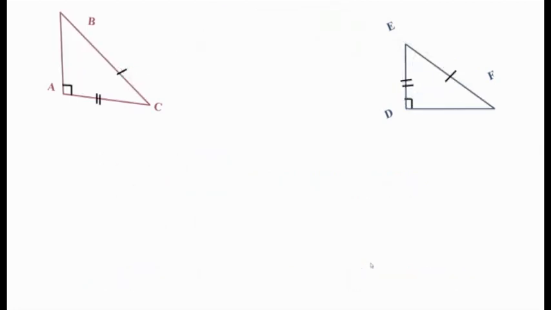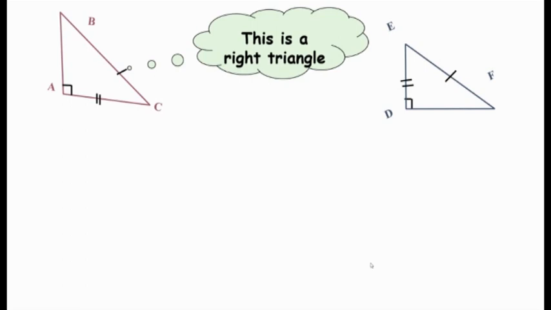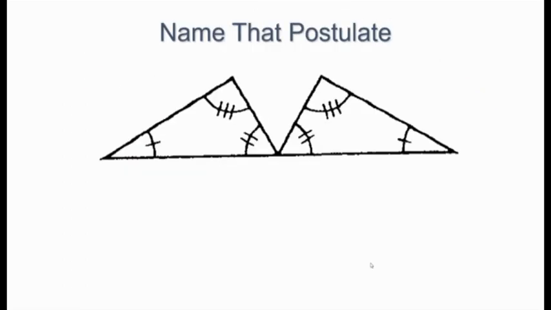And they have two right triangles. Here, is the hypotenuse in triangle ABC congruent to the hypotenuse in DEF? Yes. Is one of the legs congruent to the other leg in the other triangle? Yes. Is it a right triangle? Yes. So, this is a right triangle, right? Let us solve this problem here.